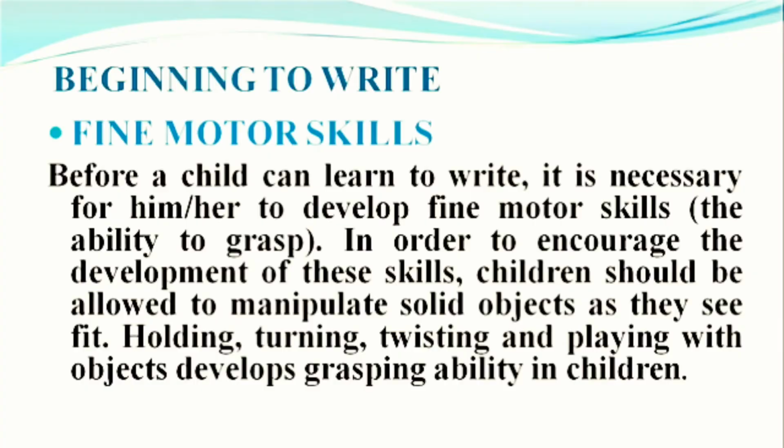Now, how should we begin? Let's have a look. First, we will discuss fine motor skills. Before a child can learn to write, it is necessary for him or her to develop fine motor skills, meaning the ability to grasp. In order to encourage the development of these skills, children should be allowed to manipulate solid objects as they see fit. Holding, turning, twisting and playing with objects develops grasping ability in children. In this way, we can develop fine motor skills.